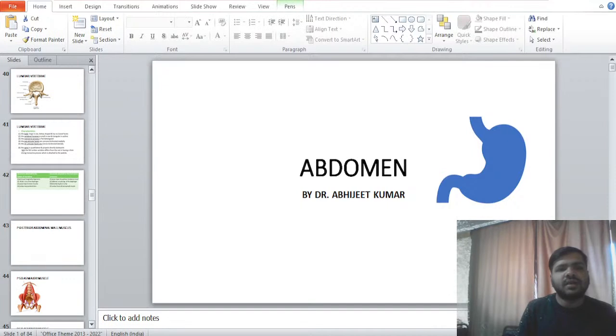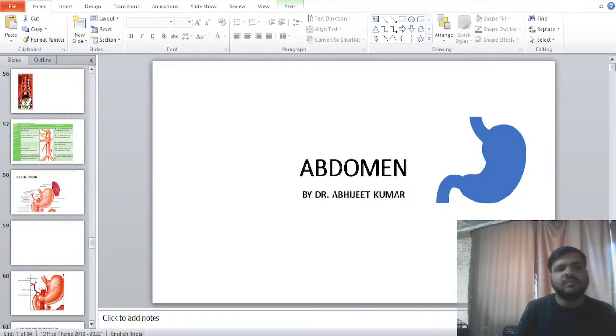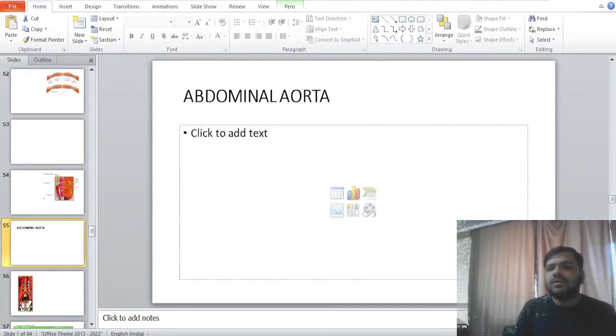So, without wasting much more time, I will be discussing the blood supply of the gut. This I have discussed previously. So, let's start from the abdominal aorta, everyone.